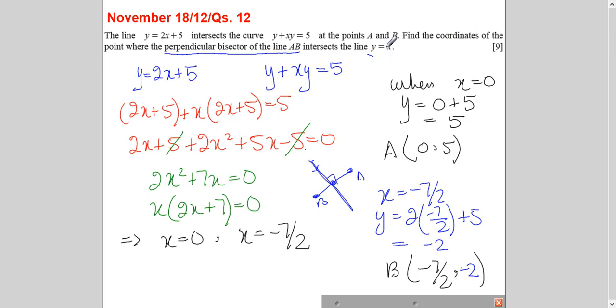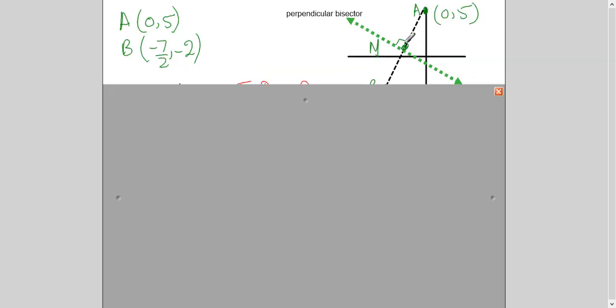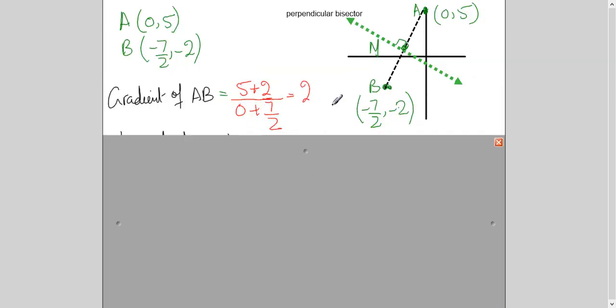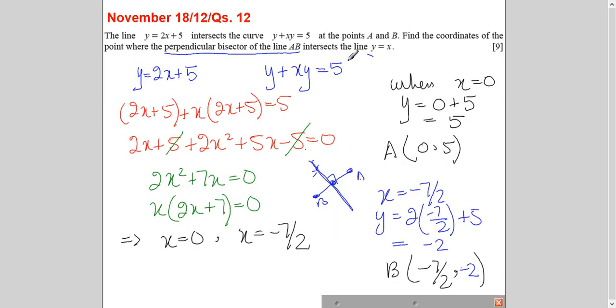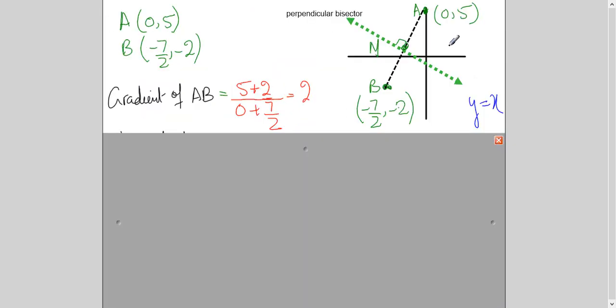Now, again intersecting means again I have to solve them simultaneously. But the thing is, we don't have the equation of this line, so we have to find this first. Here I have drawn roughly this diagram. This is point A and B, and this is the perpendicular bisector. I'm trying to find the equation of this line so that I can solve it simultaneously with another line, y equals x, and then find the coordinates where this line and this line intersect.